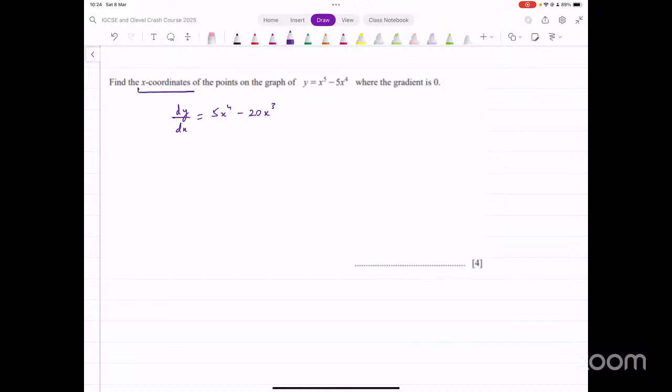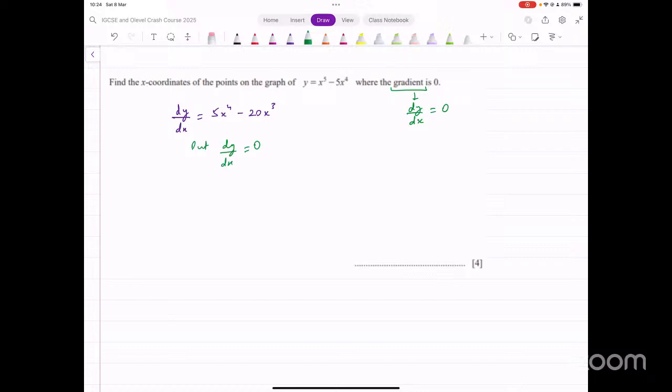Now we want to find the x coordinates, but the x values are not known. We have to find them at the point where the gradient is 0. For curves and for any function, gradient is represented by dy over dx, right? Derivative represents the gradient. So if the gradient is 0, that means the derivative is 0. So what you do here is put dy over dx equal to 0.